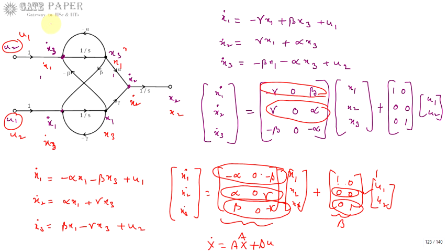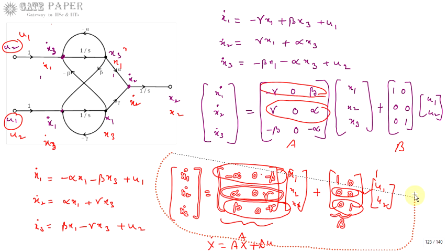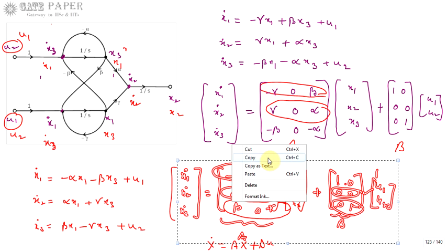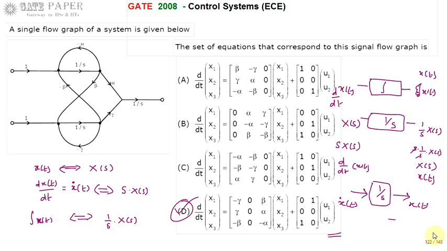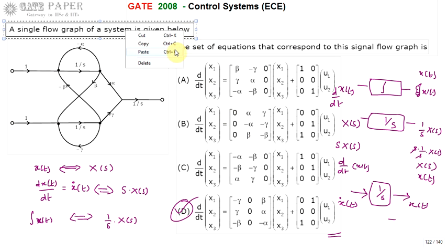Okay, whether you have chosen according to x1, x2, x3 in any manner you can choose, but you can check that one, whether the A matrix and B matrix that you got is going to match with the answer or not. So if you are going with this one, then it will match in this way. So look at this one. Now we will match this.